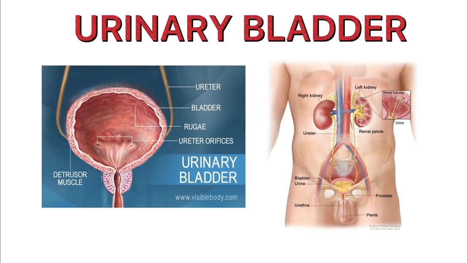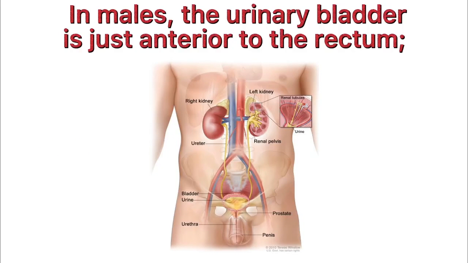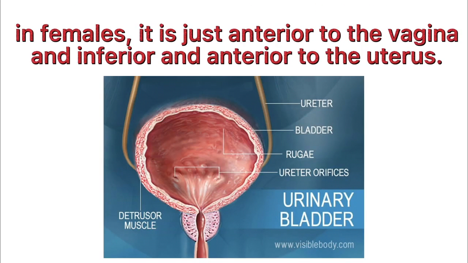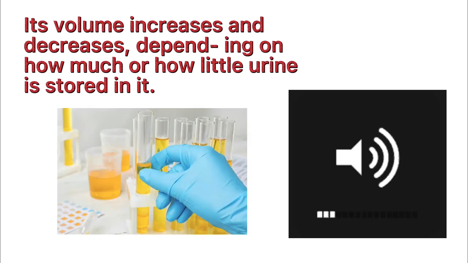The urinary bladder is a hollow muscular container that lies in the pelvic cavity just posterior to the symphysis pubis. The ureters enter on its posterolateral surface. In males, the urinary bladder is just anterior to the rectum. In females, it is just anterior to the vagina and inferior and anterior to the uterus. So its volume increases and decreases depending on how much or how little urine is stored in it.